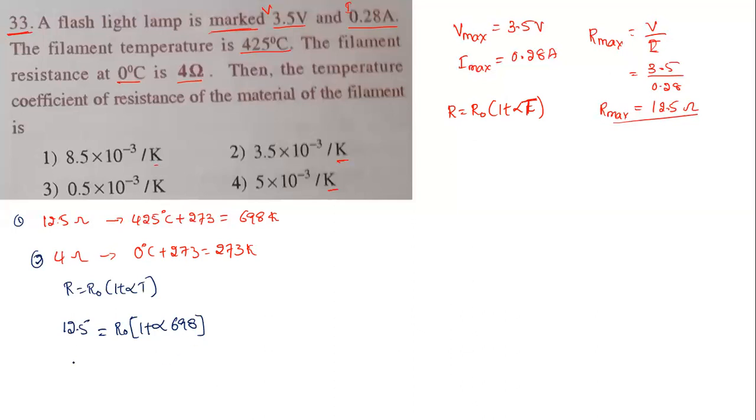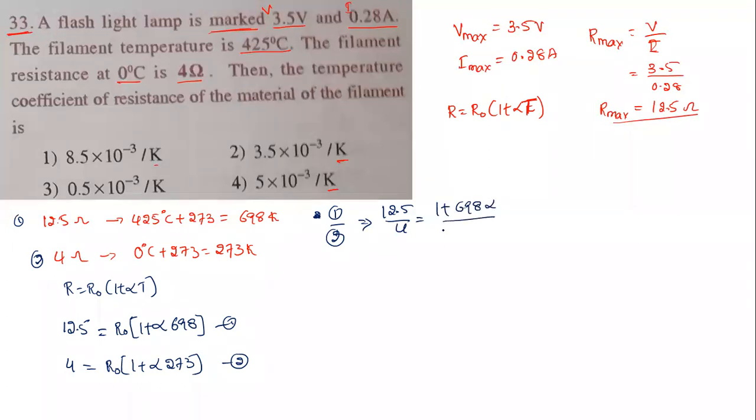Next, the second one: 4 is equal to, for the second case, R naught into 1 plus alpha into 273. Let's say it is equation number 1 and equation number 2. We take equation 1 divided by equation 2. It will become 12.5 by 4 equal to, R naught is going to cancel, 1 plus 698 alpha divided by 1 plus 273 alpha.